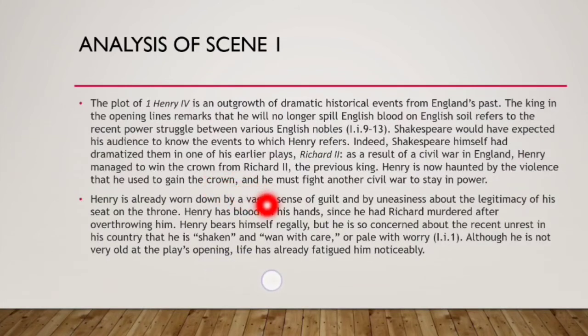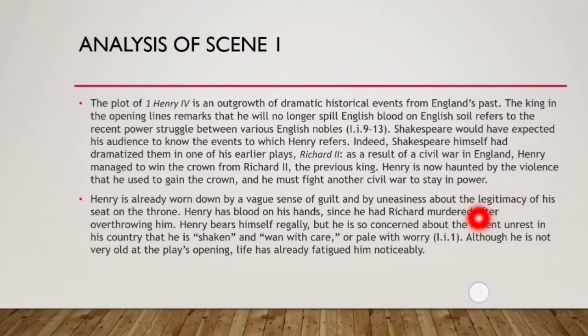Henry is already worn down by a vague sense of guilt, by the uneasiness about the legitimacy of his seat on the throne. Now, Henry was not the heir apparent to the throne, right? He has usurped the king and taken the throne. He had no direct blood relation with the throne, and he is a bit uneasy with his seat on the throne. Henry has blood on his hands since he had Richard murdered after overthrowing him. So Henry had not only overthrown Richard, but he had also murdered him.